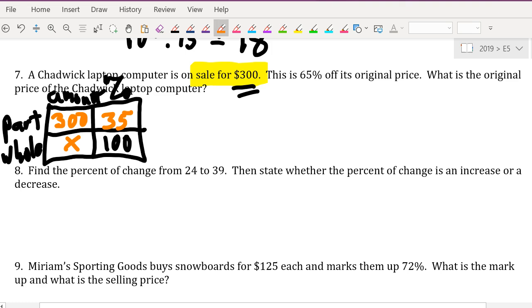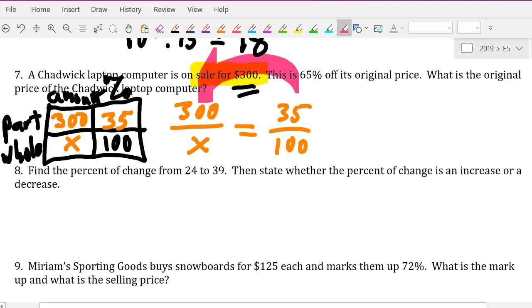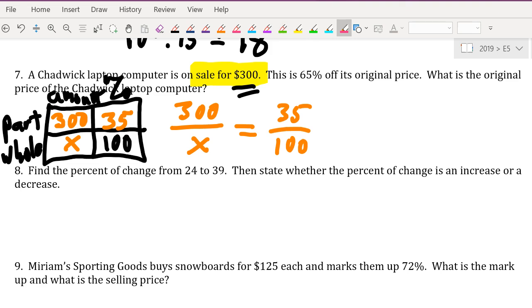So there we go. Now we're going to use 300 over x is equal to 35 over 100. We can reduce the right fraction, but it doesn't really help us because we still can't multiply to the left and have it work out. The 7 doesn't go into 300. So we might as well just do our cross multiplication. This times this is equal to that times that.